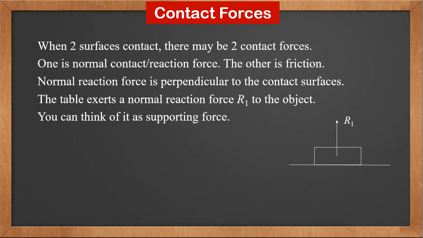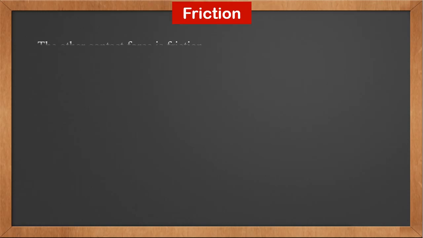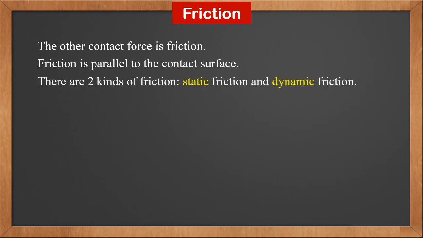You can think of it as supporting force. The object exerts a normal reaction force R2 to the table. You can think of it as pressure force. The other contact force is friction. Friction is parallel to the contact surface. There are two kinds of friction, static friction and dynamic friction.